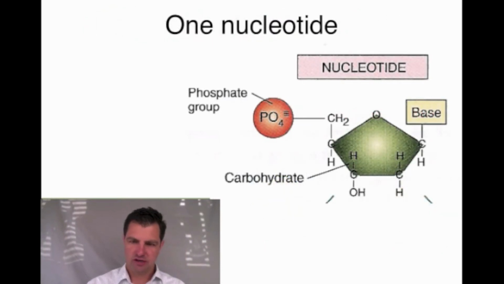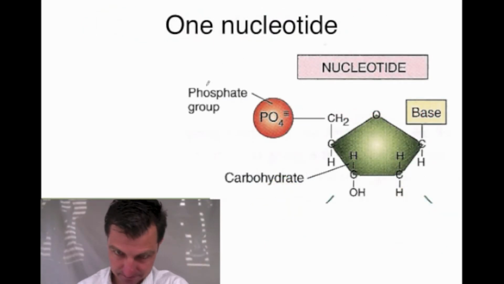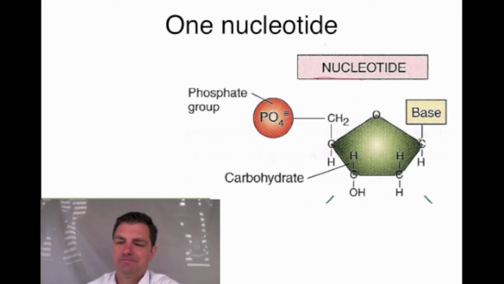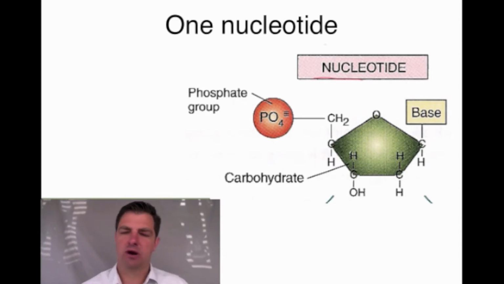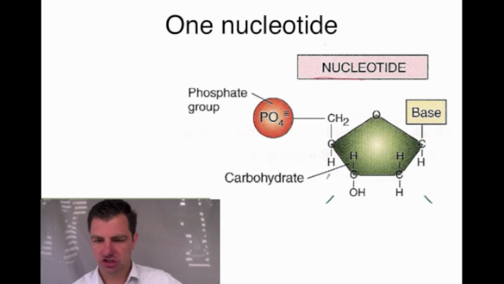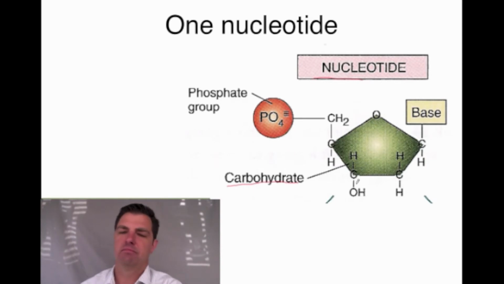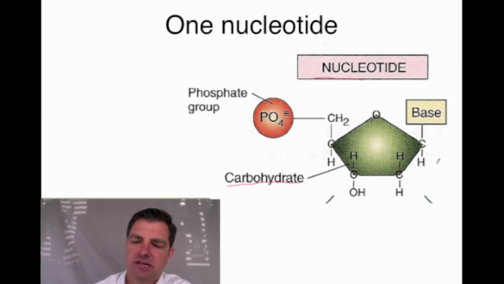Here's another picture showing you a nucleotide. Here's my sugar. Here's my nitrogenous base, just shown as a square here, and here's my phosphate group. What's going to happen is we're going to take this carbohydrate, this sugar. The sugar is the carbohydrate, and the carbons are going to be numbered. We're going to number these carbons as we go.